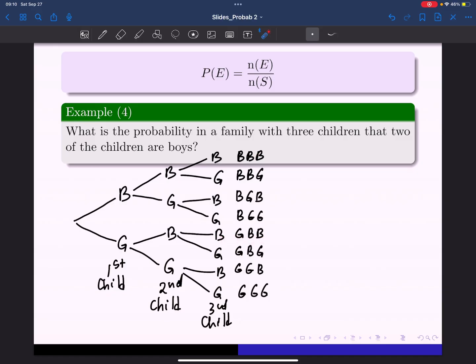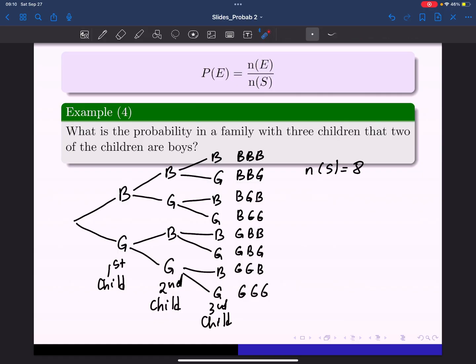So then we count how many we have in total. 1, 2, 3, 4, 5, 6, 7, 8. So my total sample space is 8. Number of elements in the sample space is 8.